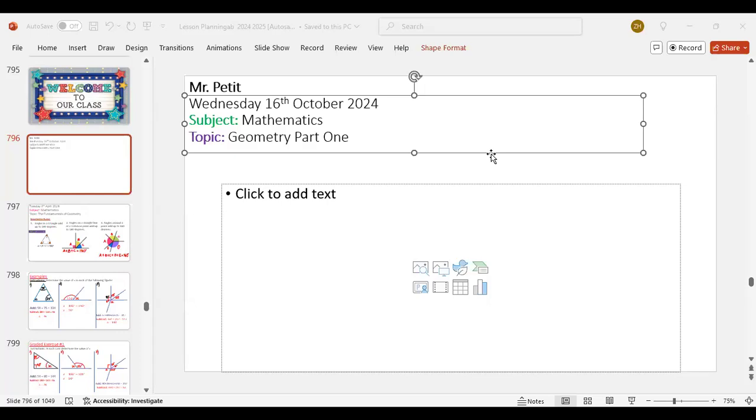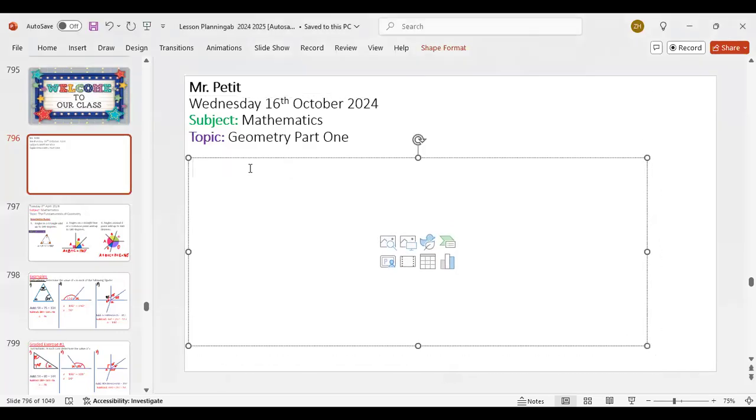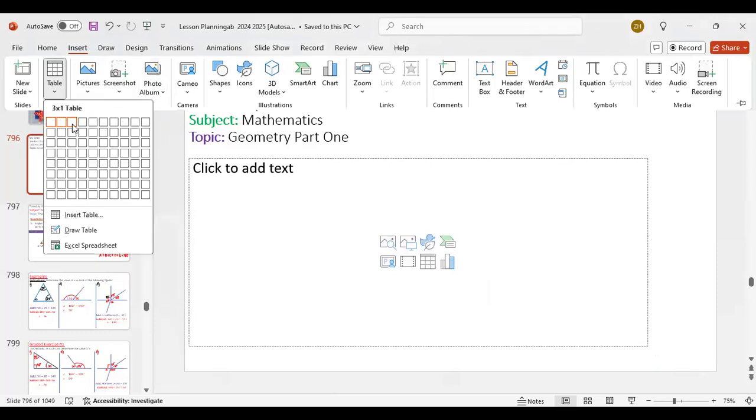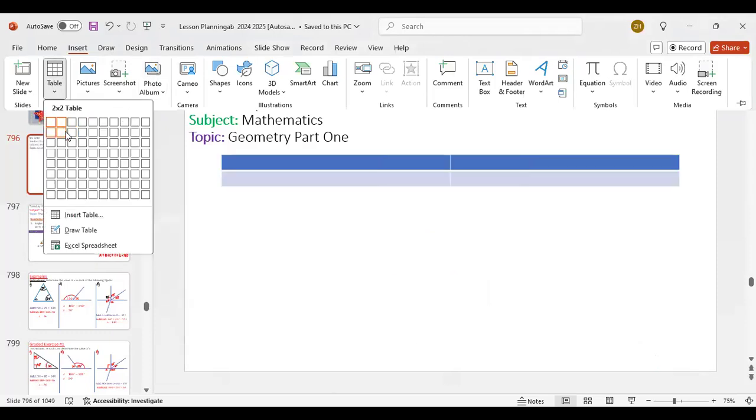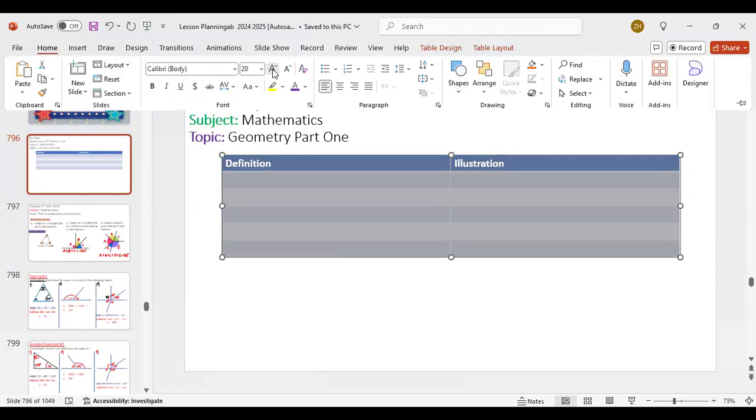Okay, good. So the first thing that we are going to learn in geometry, we're going to start off with some definitions. So let's create this table. Construct this table. This is going to be the definition on this side, and on this side we're going to have the image or the illustration. So draw this table for me. I know I have to enlarge this, so let me increase the font.